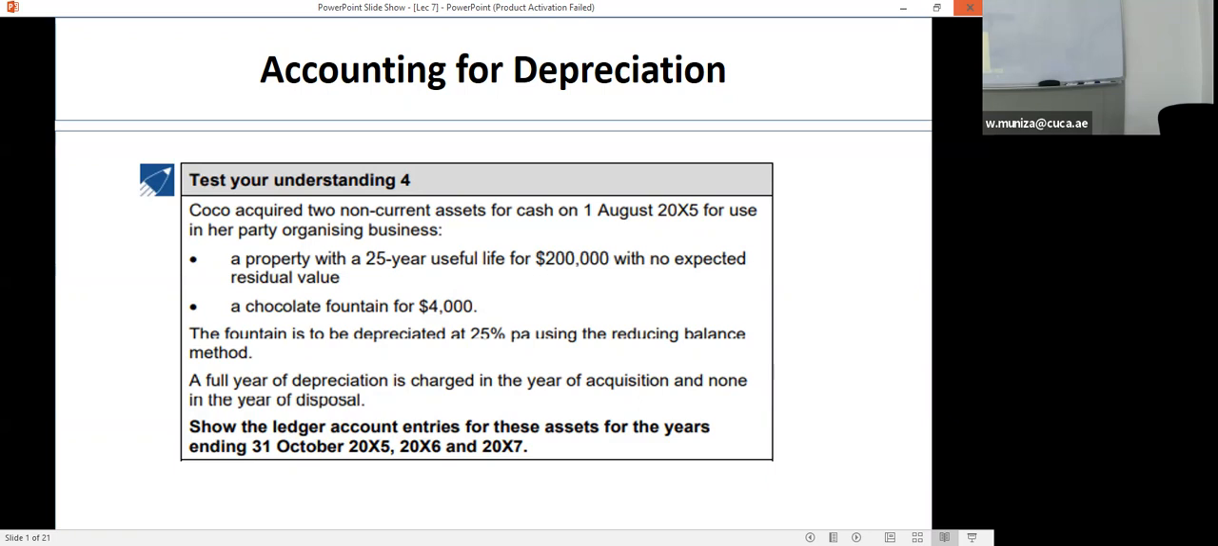In the case of straight line method, we multiply the rate of depreciation on the cost. In reducing balance method, we multiply this percentage of depreciation on the carrying value of an asset. Got it? So carrying value multiplied by rate of depreciation is reducing balance method. Cost multiplied by percentage of depreciation is straight line method.